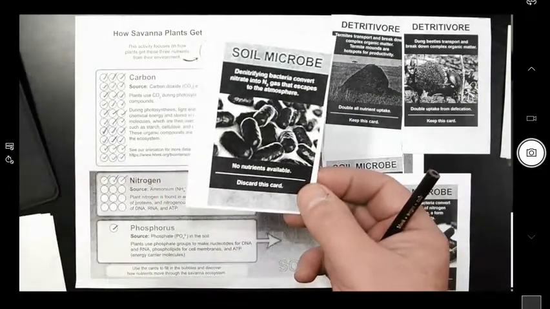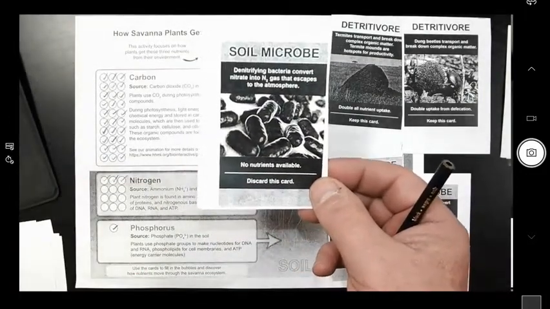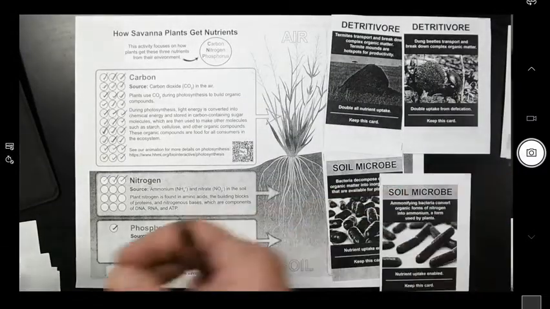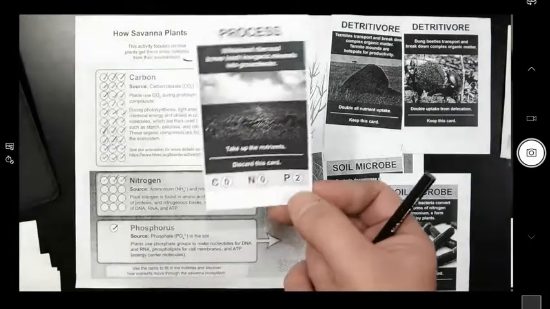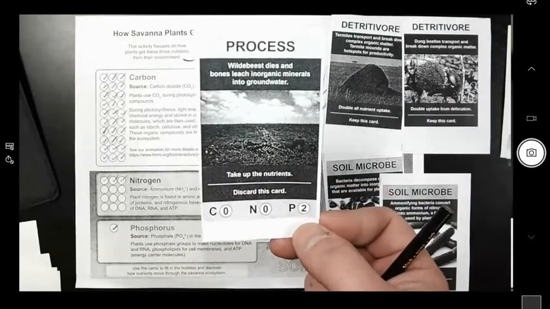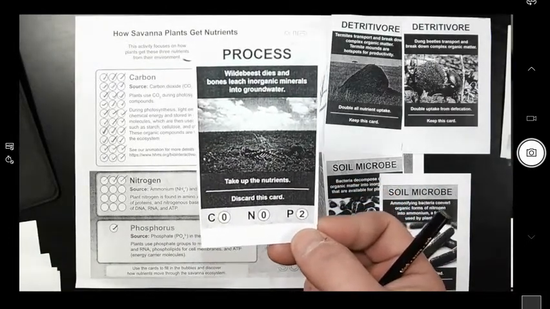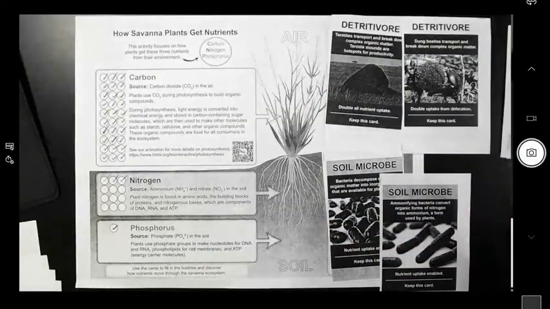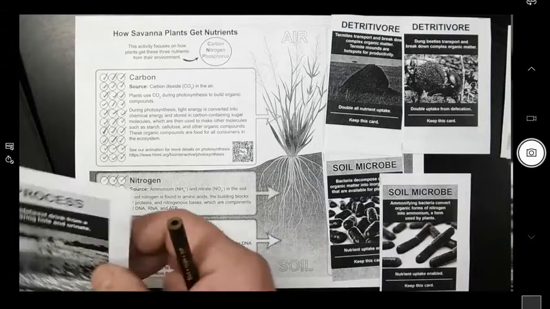Oh, another denitrifying bacteria. Man, this nitrogen. Tough to get. Wildebeest dies and bones leach inorganic material into the groundwater again. Still that phosphorus.